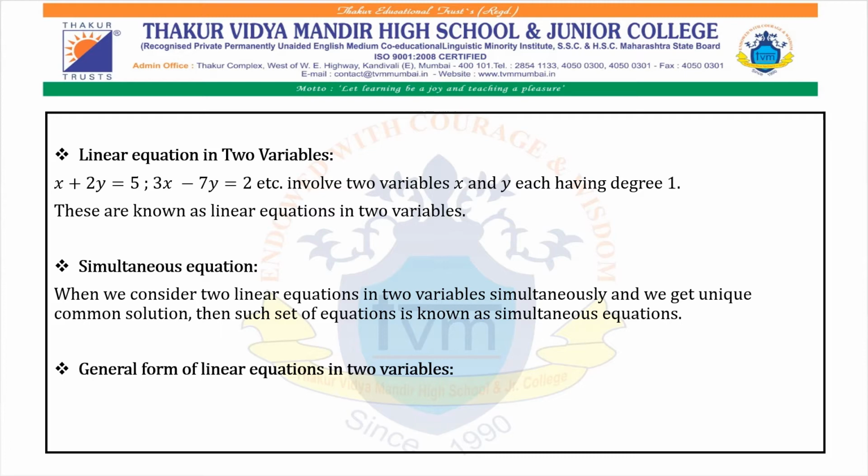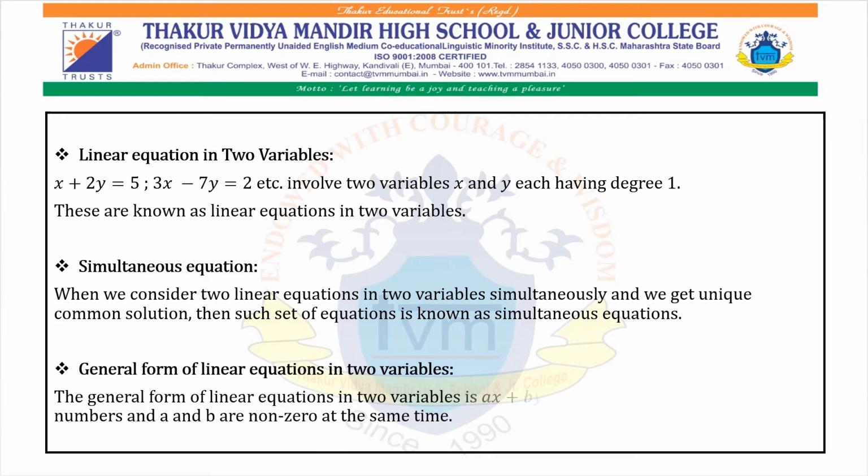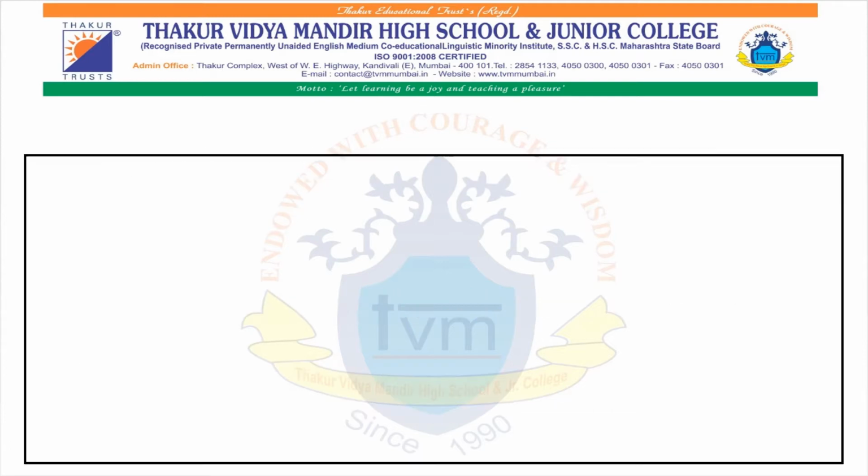General form of linear equations in two variables. The general form of linear equations in two variables is ax plus by plus c is equal to 0, where a, b, c are real numbers and a and b are non-zero at the same time.